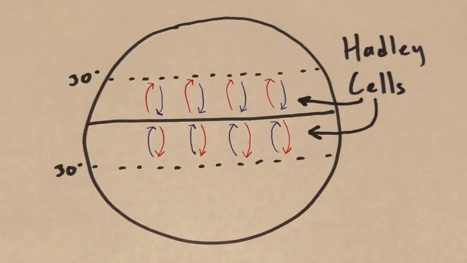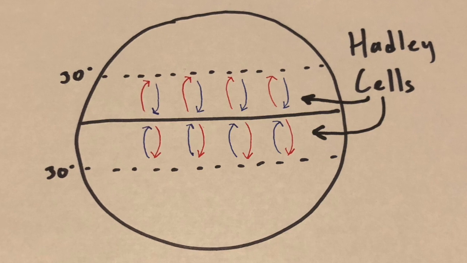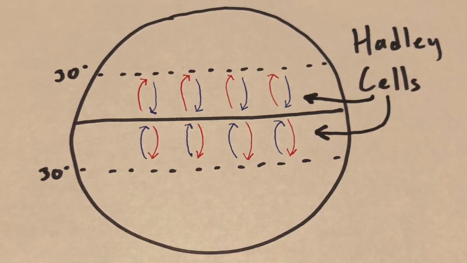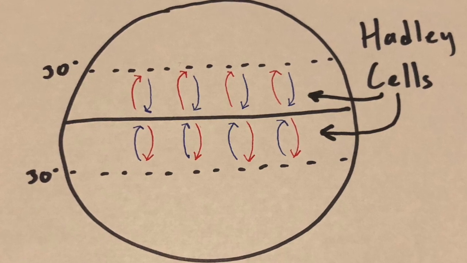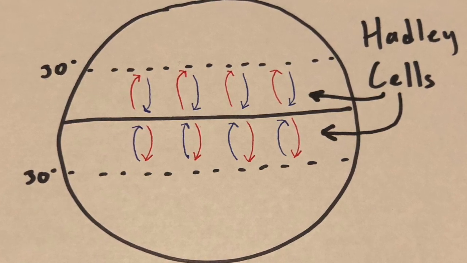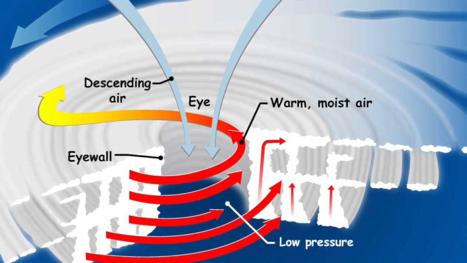As air moves poleward, it interacts with cooler air and cools down, and as the Coriolis effect pushes it to the side, it begins to circulate back towards the equator and warm up, where it begins the cycle of Hadley cell circulation again. The Coriolis effect directly produces major weather systems like hurricanes.